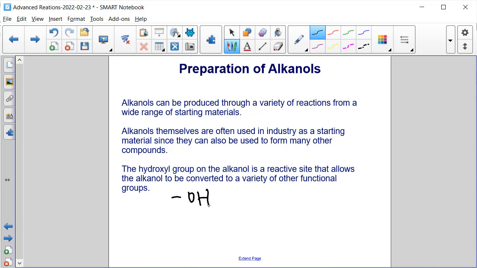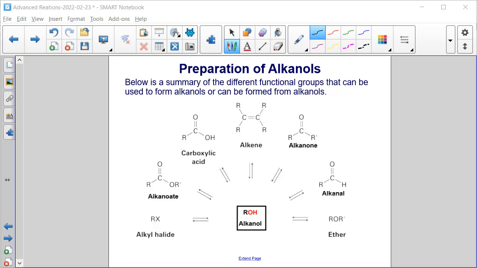So that OH group on the alkanol is a reactive site that allows the alkanol to be converted to a variety of other functional groups. Below in this image, you can see a summary of the different functional groups that can be used to form alkanols or can be formed from alkanols.